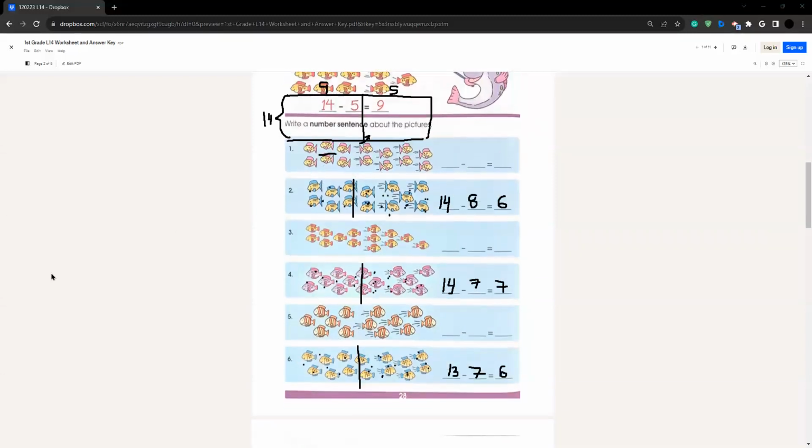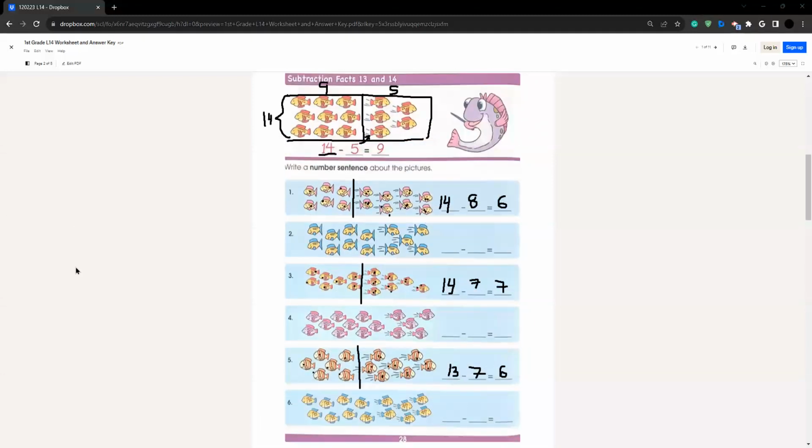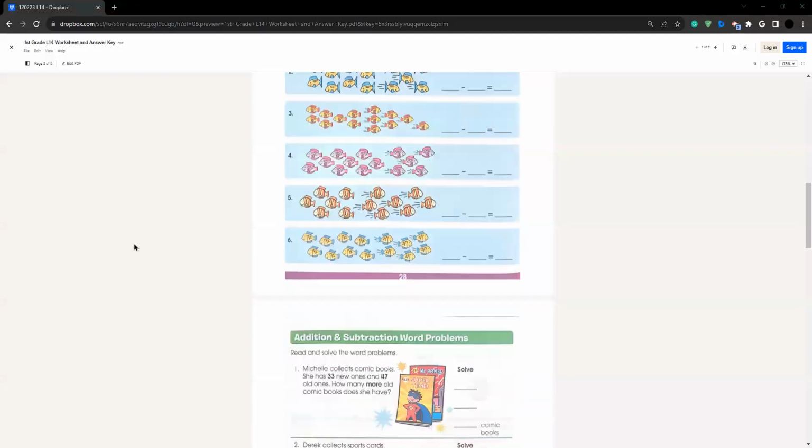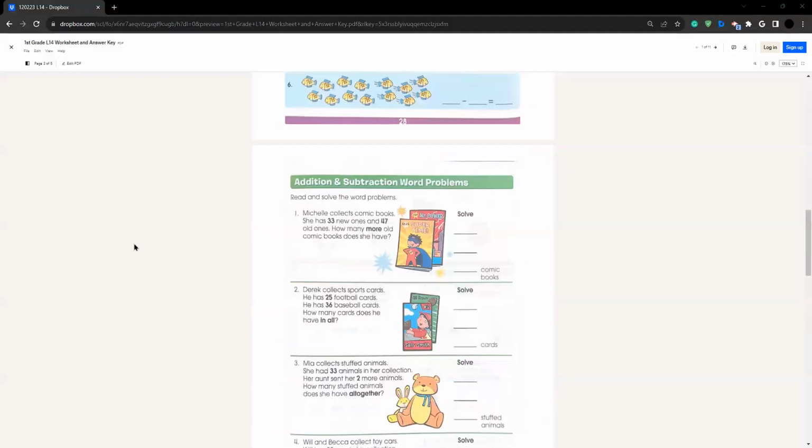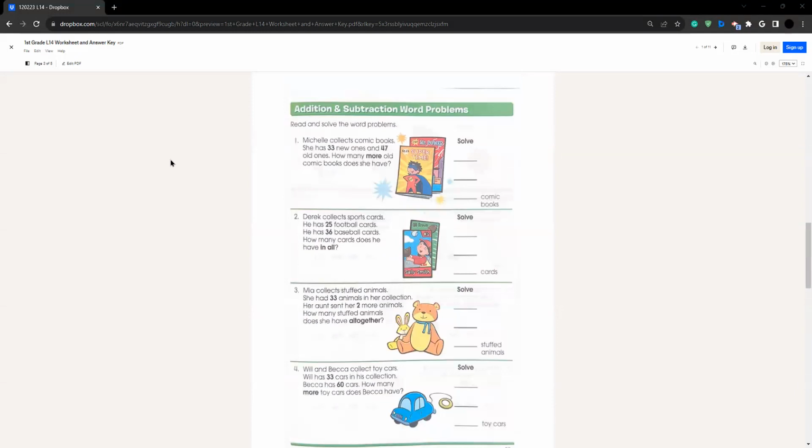Let's go to the next page. All right. We have word problems. Addition and subtraction word problems. Read and solve the word problems. Let's do number 1. Michelle collects comic books. She has 33 new ones and 47 old ones. How many more old comic books does she have?